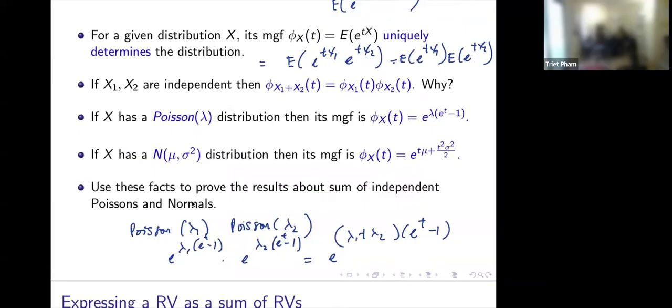Any question about the sum of Poissons, sum of independent Poissons?